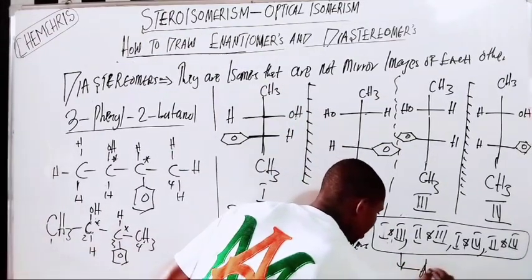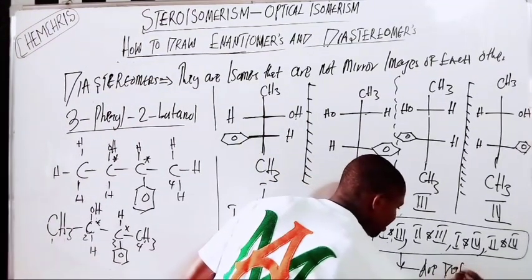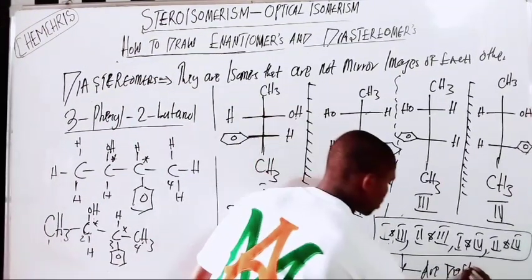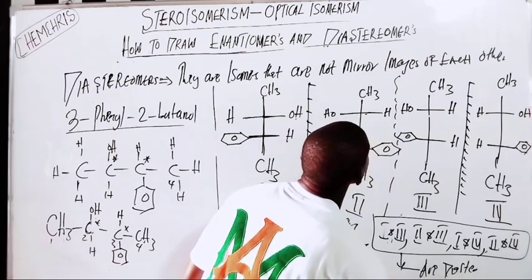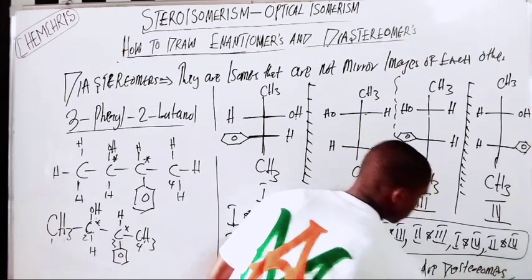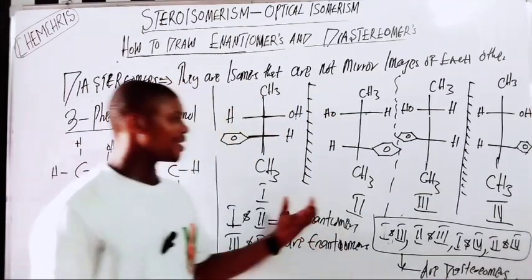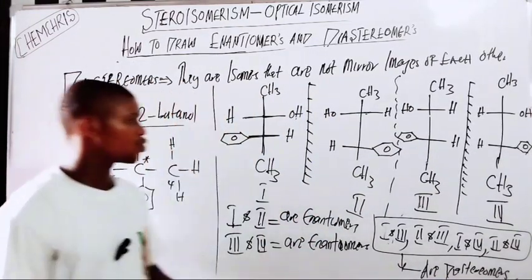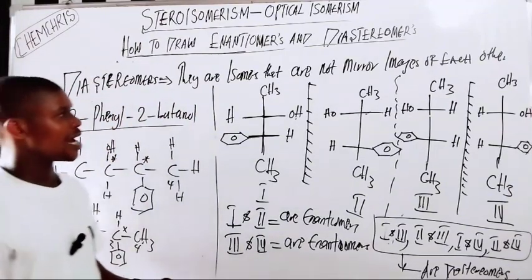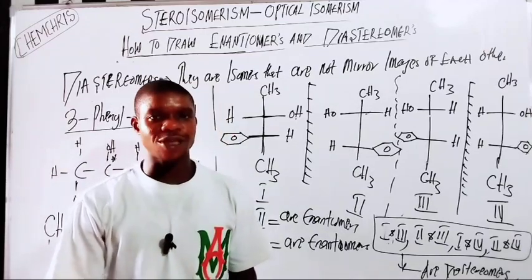Can you see that? They are diastereomers. Do you understand? So these are how to draw your enantiomers and diastereomers. Remember, this is a series of videos where I teach you optical isomerism step by step.